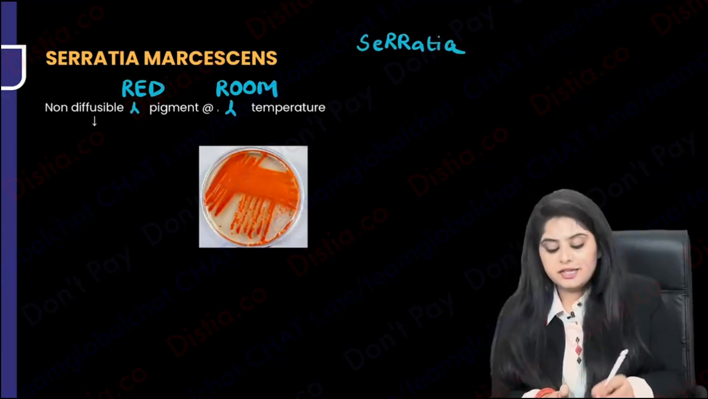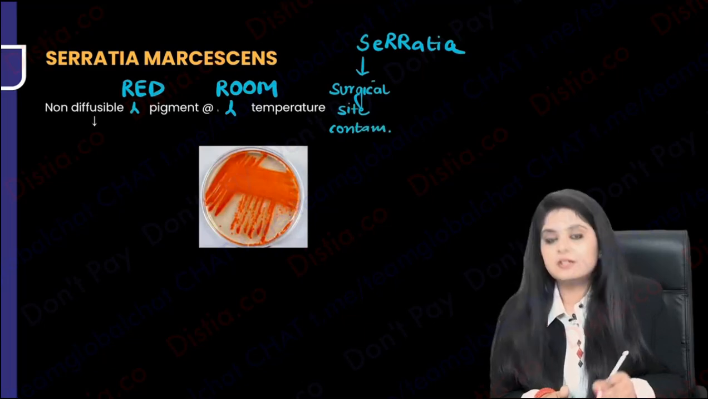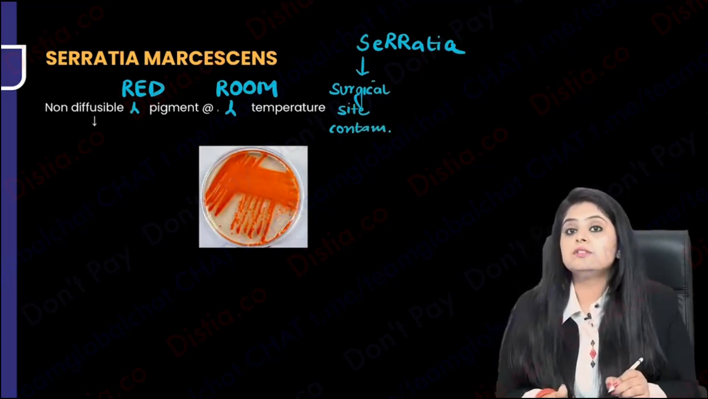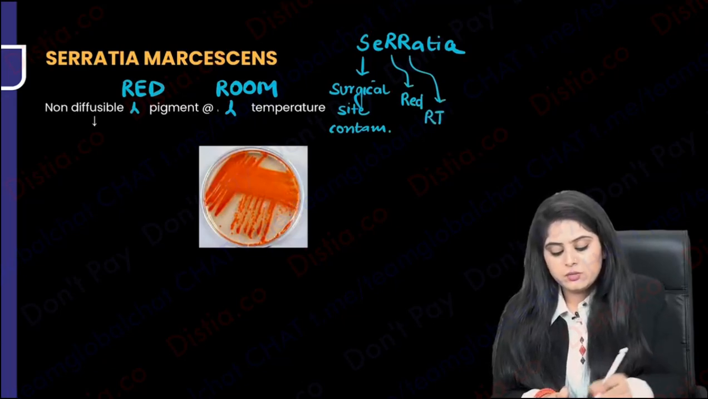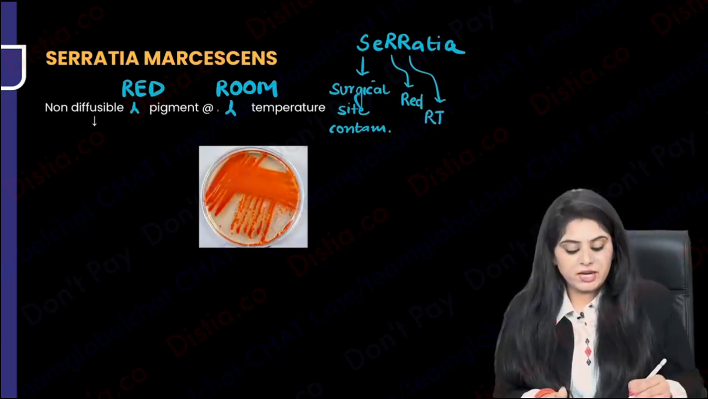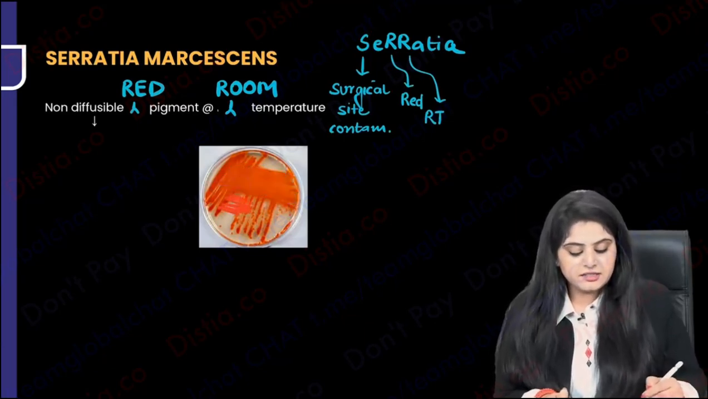What is Serratia, guys? S is going to cause many of the surgical site contaminations. That could include IV cannulas, solutions, surgical instruments. Then it is going to produce a red color pigment at room temperature. And where do you see the red color pigment? Only where the organism is. Has the entire slide become red?